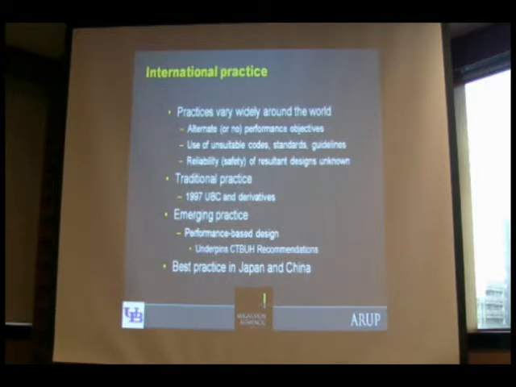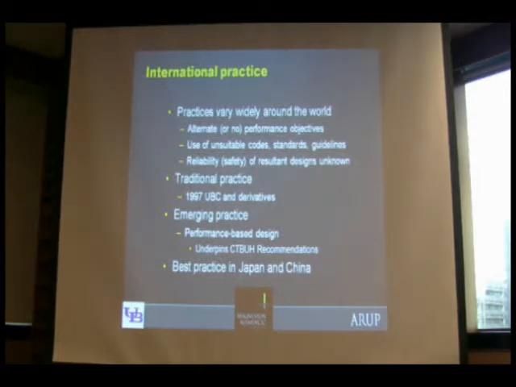Importantly, the reliability of the resultant designs, and this is a bullet item here, was unknown. That is to say, we follow some prescriptive procedures, but at the end of the day, you didn't really know what they delivered. So this was a real concern.